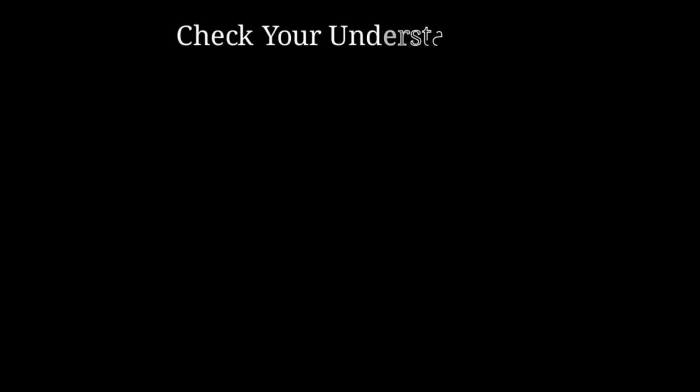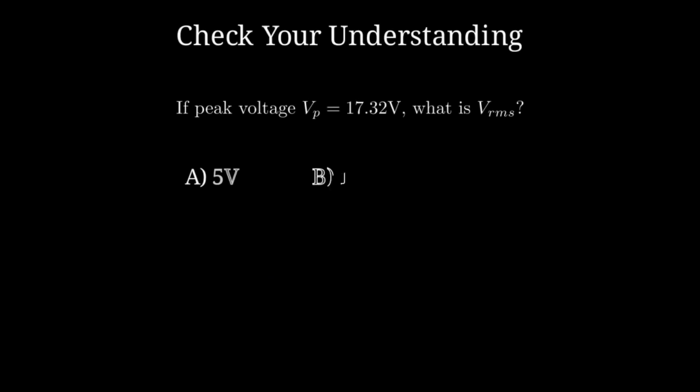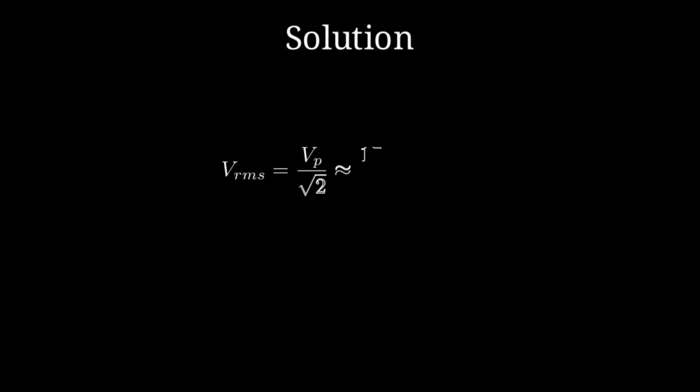Quick test: if a sawtooth voltage has a peak of 17.32 volts, what is its RMS value? Remember to divide the peak by the square root of 3, which is 1.732. The correct answer is 10 volts.